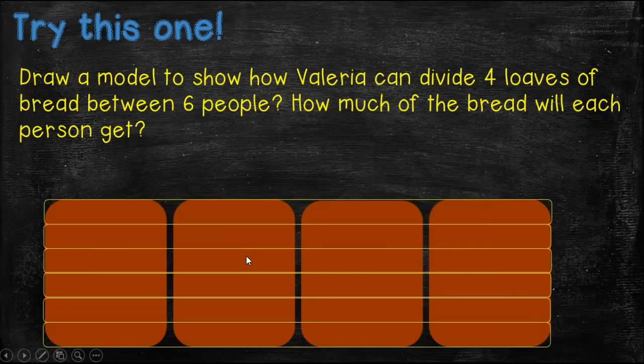Well, here's the model that I drew. 4 loaves of bread split evenly among 6 people. So the division problem here would be, well, the answer here would be 4/6, or reduced would be 2/3 of a loaf of bread. In other words, each person would get 1, 2, 3, 4/6 of a loaf of bread, but we've reduced it to 2/3. So the division problem here would also be 4 divided by 6.